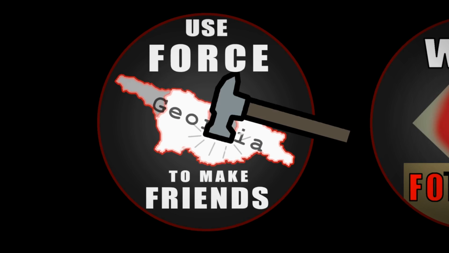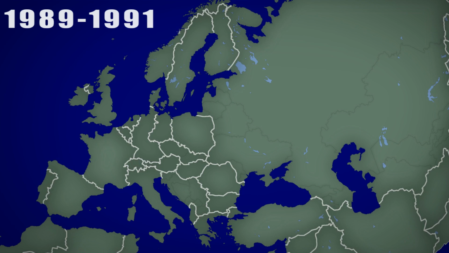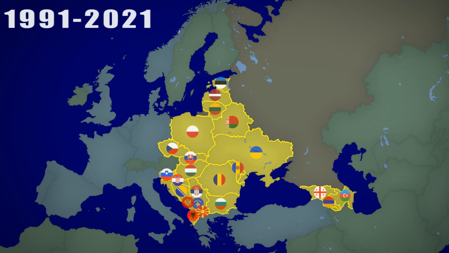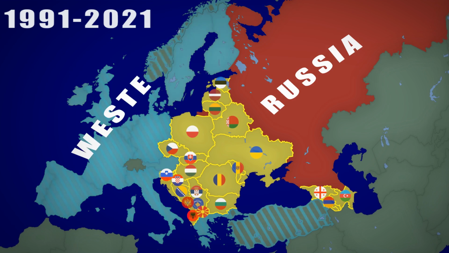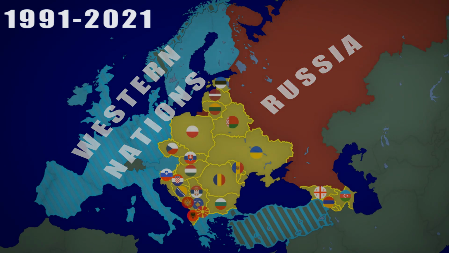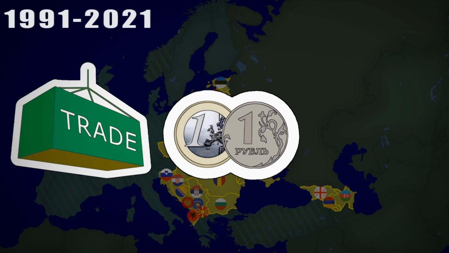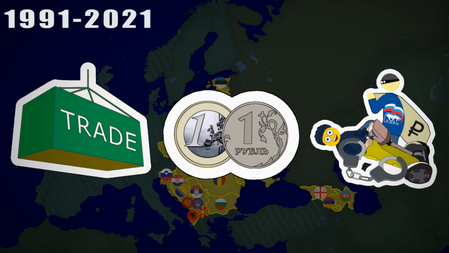Use force begins at the end of the Cold War. At that time, Europe was divided between two factions, the Soviet bloc and the West European alliance. But the Soviet bloc collapsed, and more than 20 nations in Eastern Europe were free to choose their alliances. They could choose between Russia and the Western nations. The alignments would be determined by three things: trade, development aid, and social models.